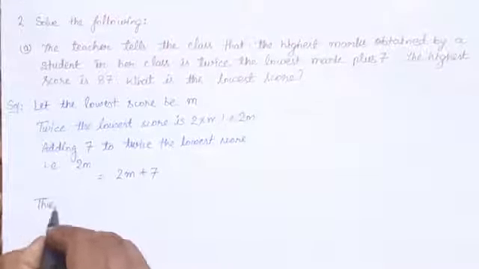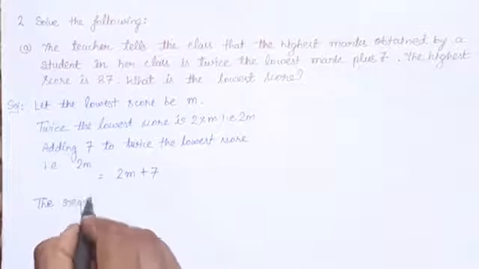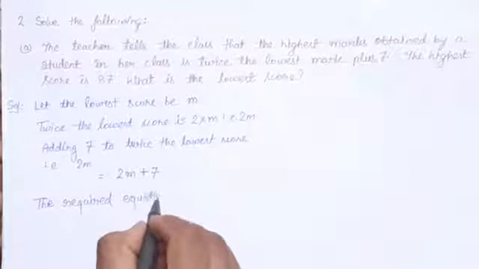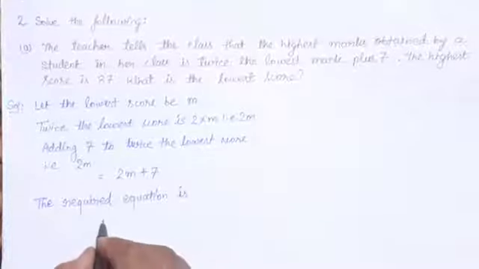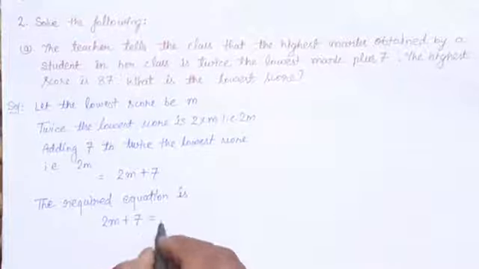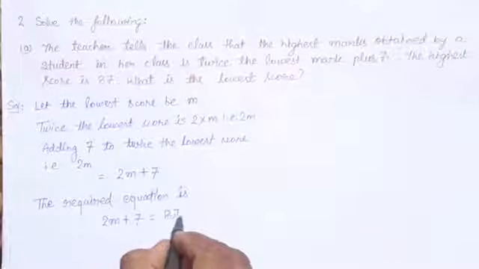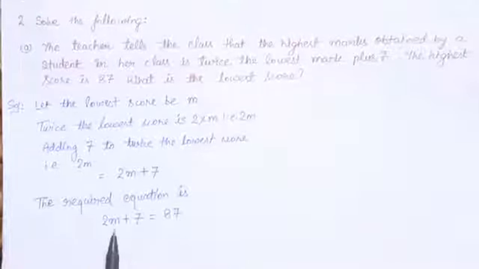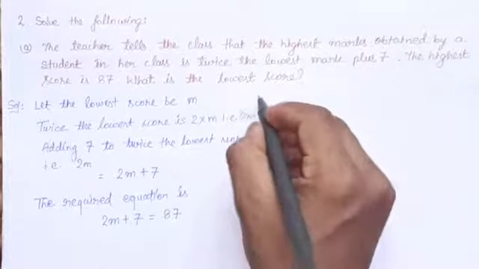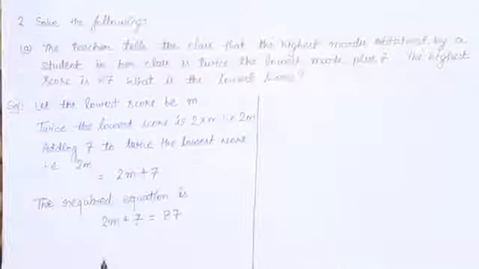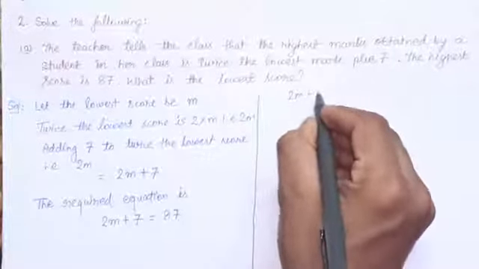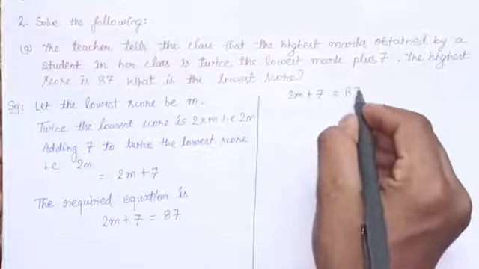Hence, the required equation is 2m plus 7 equals 87, where you can see that m is the lowest score which we have to find. So let us solve this equation for the lowest score m. So we have given 2m plus 7 equals 87.